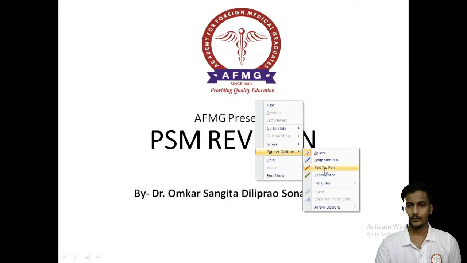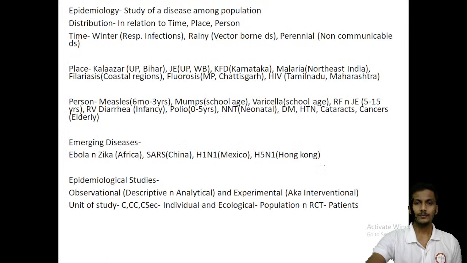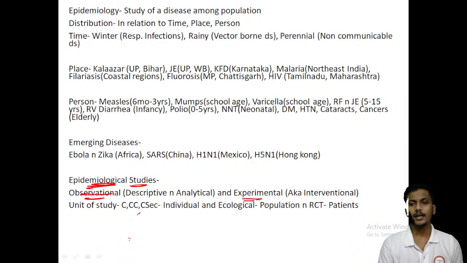First of all, these epidemiological studies are divided mainly into 2 groups. Please remember: first, the observational studies, and second, your experimental studies. Observational studies are further of 2 types: descriptive studies and analytical studies. Please remember, in descriptive studies usually a hypothesis is formulated. In analytical studies the hypothesis is tested. In experimental studies usually the hypothesis would come into existence. Experimental studies are also known as interventional studies. Please remember this.